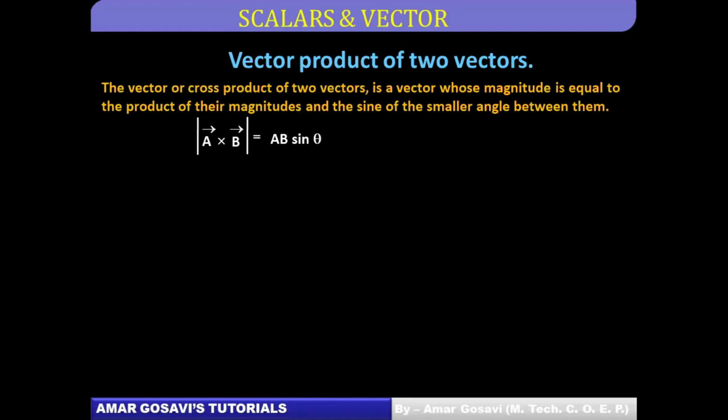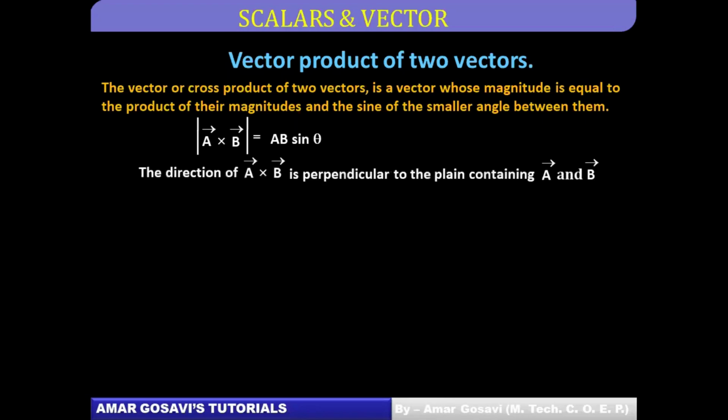Now when I am saying vector quantity, that means it has to have direction, and that direction is given by the right hand rule. Basically, the direction of a bar cross b bar will always be perpendicular to the plane containing a and b. So it's given by the right hand rule. We also call it the right hand thumb rule. Now let's understand what this rule says.